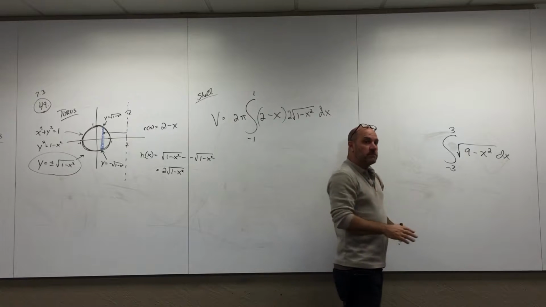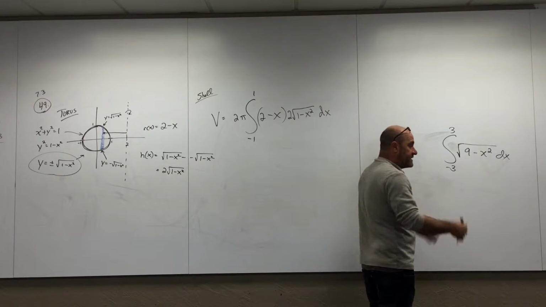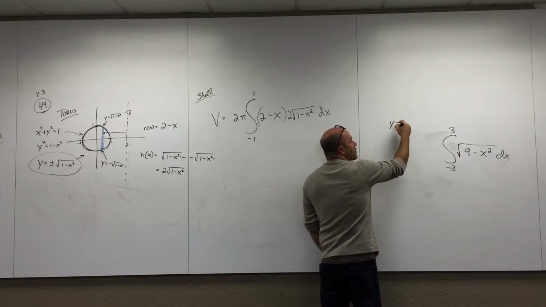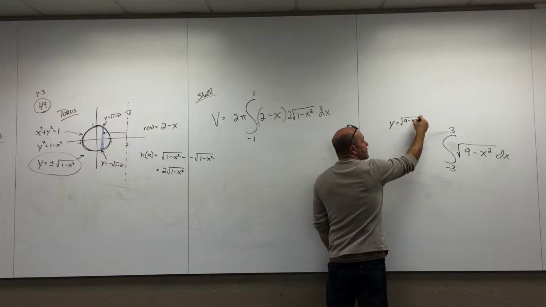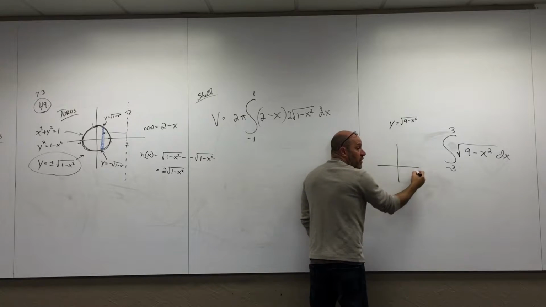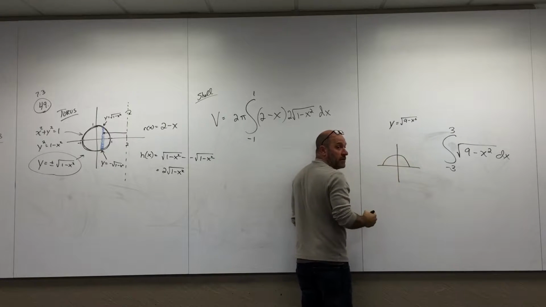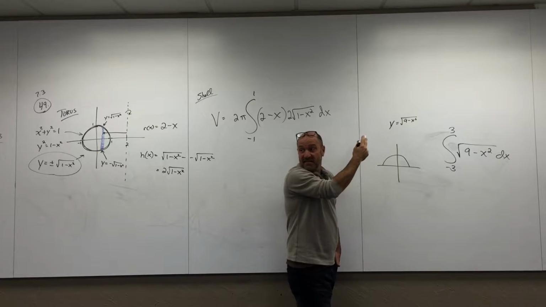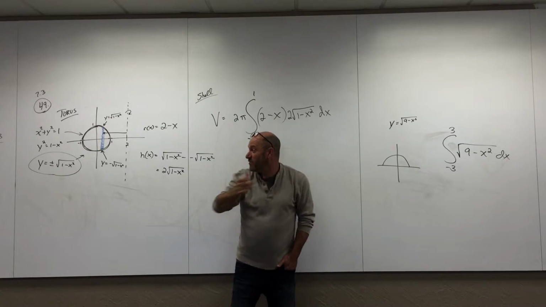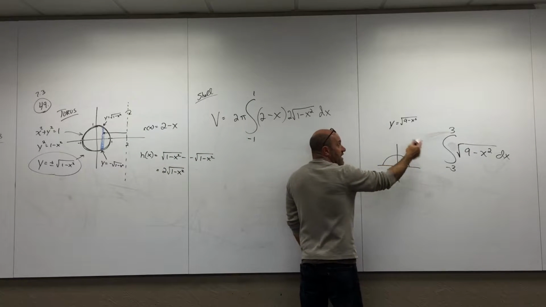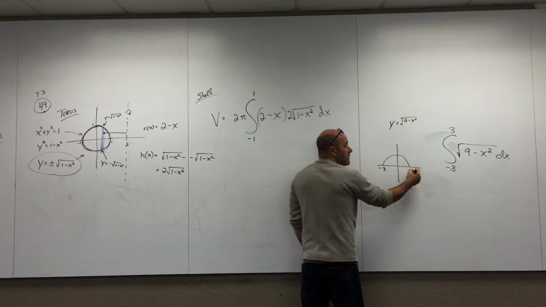But at the moment, what we could realize is this, that if we graph this, it's a function. It's y equals the square root of 9 minus x squared. If we graph that, maybe we know what it is, maybe we're just learning what it is, but it's a semicircle. It's a semicircle of radius 3. This was radius 1. So it's a semicircle of radius 3. You're integrating from -3 to 3.